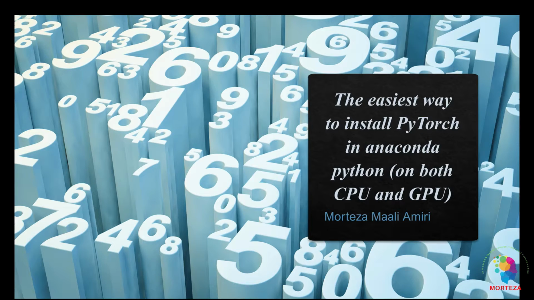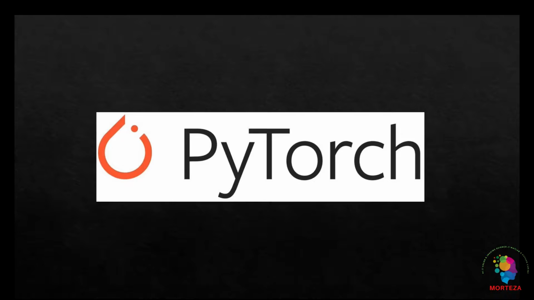PyTorch is a machine learning library based on the Torch library used for applications such as computer vision and natural language processing, originally developed by Meta AI and now part of the Linux Foundation umbrella. It is recognized as one of the two most popular machine learning libraries alongside TensorFlow, offering free and open source software released under the modified BSD license. Although the Python interface is more polished and the primary focus of the development, PyTorch also has a C++ interface.